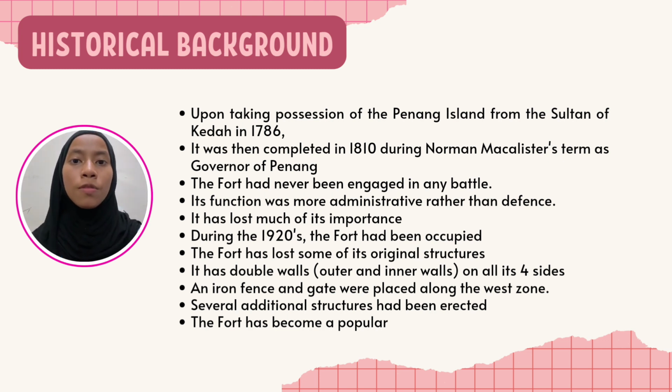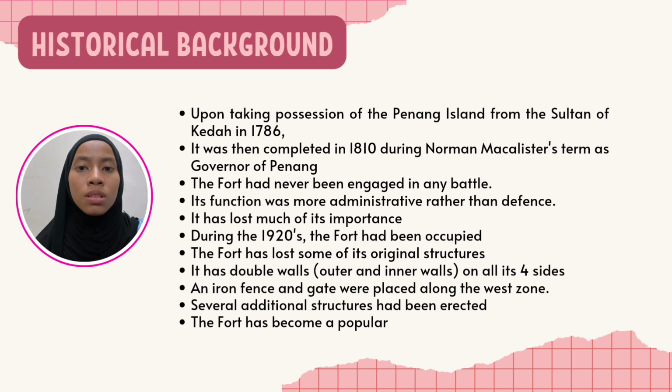The fort has lost some of its original structure except the gunpowder magazine, a Christian chapel, cell rooms, flagstaff, harbour light, and several cannons. It has double walls, outer and inner walls, on all four sides, which is not the case on its south and west zones. However, in the early 1970s, the double walls on the west zone, including the main entrance, were demolished to give way for the city's sewerage system and electrical equipment. Instead, an iron fence and gate were placed along the west zone.